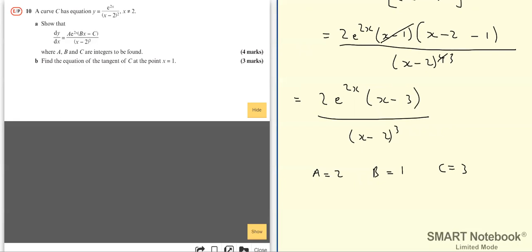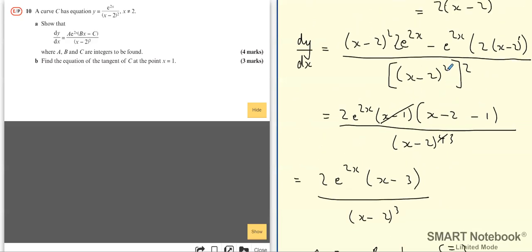How does the x minus, oh, I've written that wrong. It should be x minus 2. Thank you for spotting that.